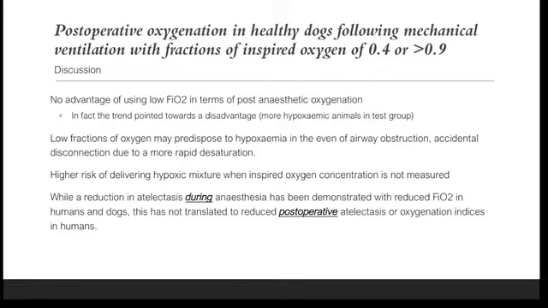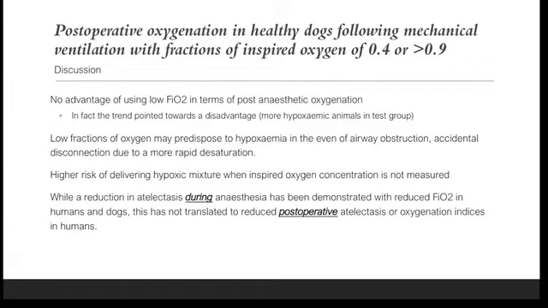This could be due to the fact that low fractions of oxygen may predispose to hypoxemia in the event of airway obstruction or accidental disconnection, because your animal has less oxygen within the lung to maintain saturation even if respiration stops, and this will lead to a more rapid desaturation.